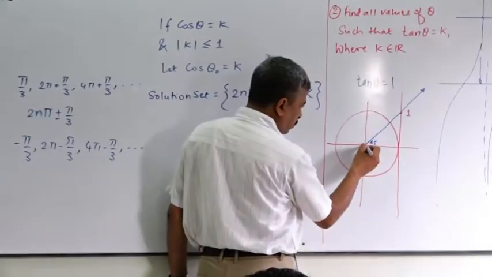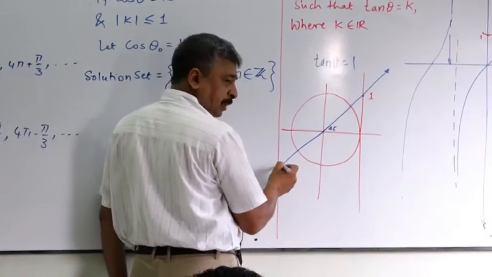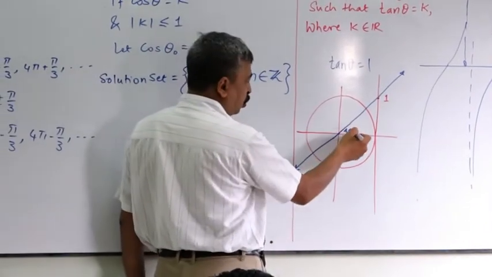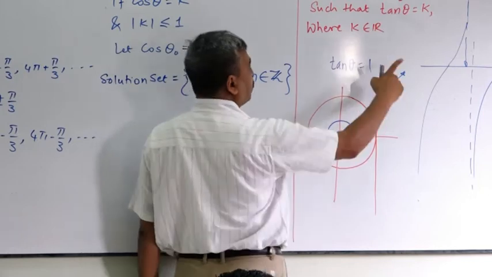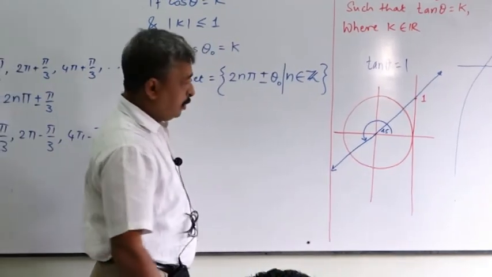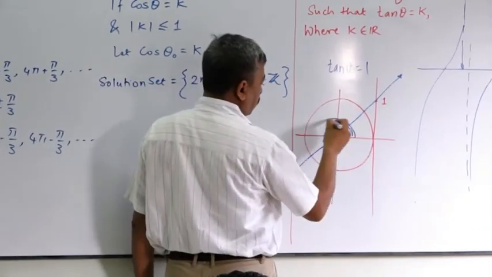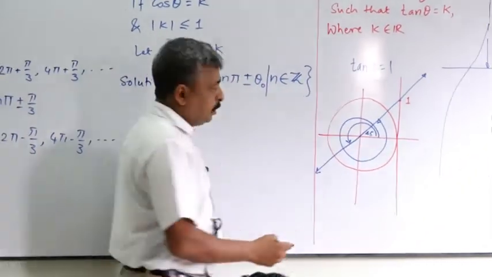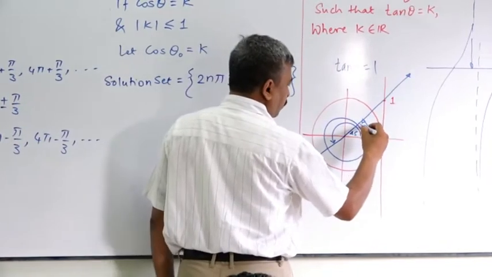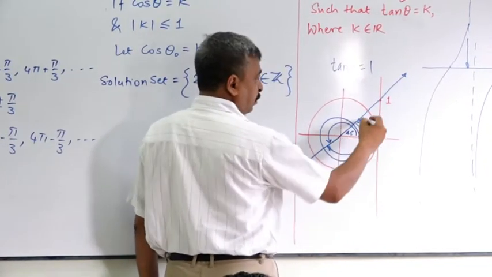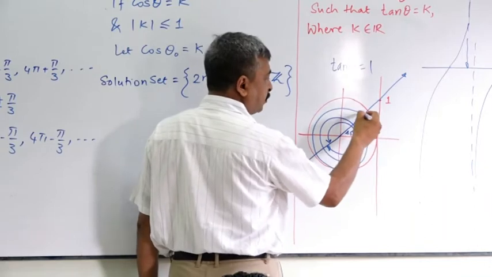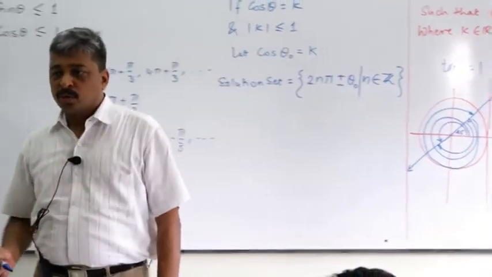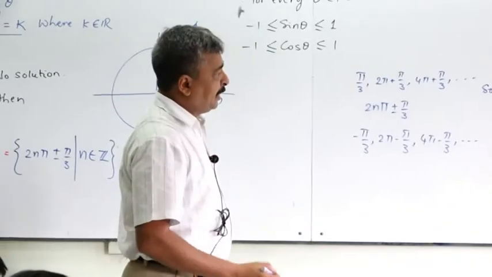Maybe this terminal ray also gives me the value of tan theta equal to 1. Maybe this will give me the same. Something like that. So basically what are we saying?